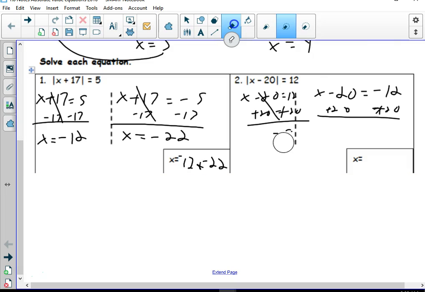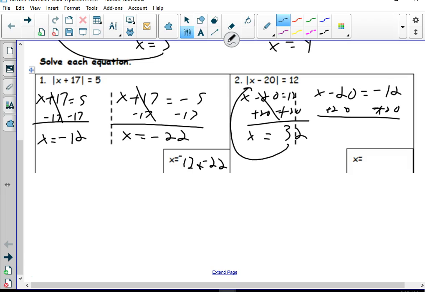My bad. That's sloppy. 32. If I checked it, you know how I knew I was wrong? Because I mentally checked my answer. Negative 8 minus 20 does not give me 12. So I knew I made a mistake somewhere. It happens. But 32 minus 20, that's 12. So that's why you check your work. I'm teaching this and I just made a mistake. So if I'm teaching this and make a mistake, you learning it, you're going to make mistakes. That's okay.